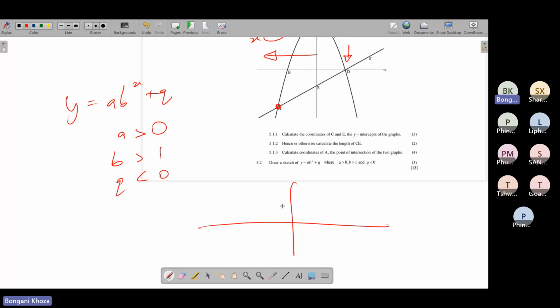If your a value is positive, we're expecting it to be on the top, somewhere here. That's the first part. And then your b value is greater than 1. That means it's facing where? This way or that way? Let me just get the graphing calculator.